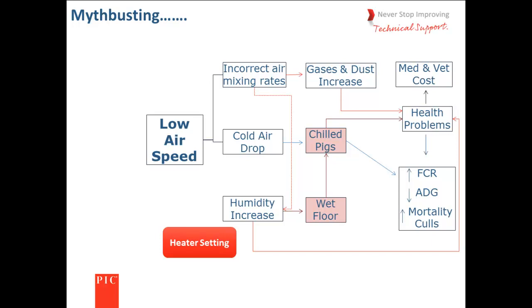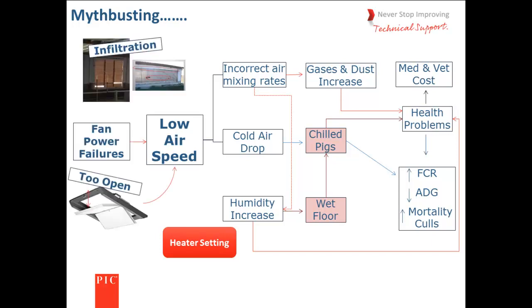So that lower speed could be coming from infiltration, from fan power failures, or because we have to open inlets. So if we go to our heater settings, for sure we are not resolving part of the problem, the incorrect air mixing rate. So we will have our gases inside, and maybe we will produce more propane cost, just because we are not seeing the complete picture in our problem, just reacting by visual.